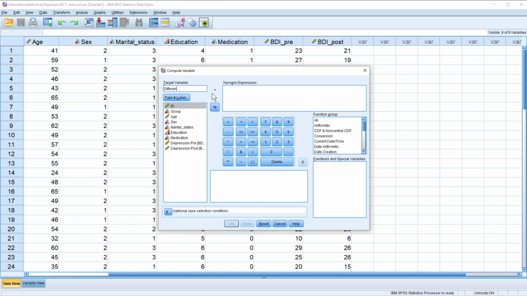I'm just going to call it difference. And let's do the pre-score minus the post score. Or do I want to do the post minus the pre? So if you started off high and then you dropped, you'll get a positive number. Let's do it the other way around. So do the post minus pre.